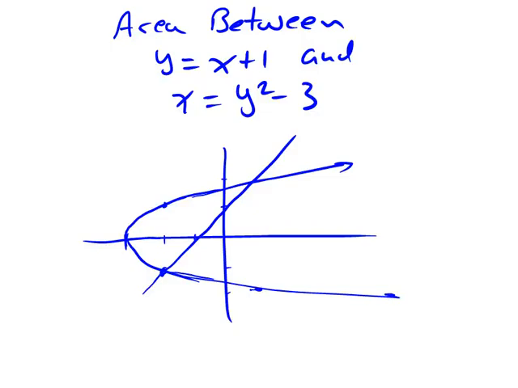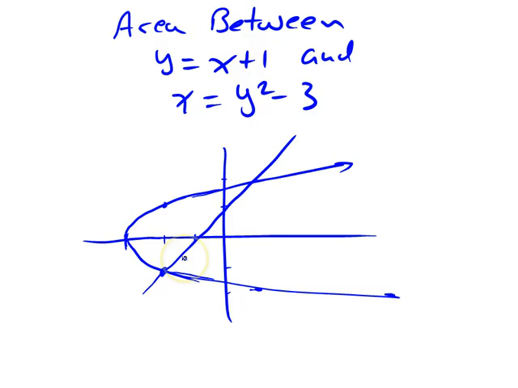Alright, I want to calculate the area between these two curves, y equals x plus 1 and x equals y squared minus 3. The x equals y squared minus 3 is a sideways parabola. I think of this, if you didn't have the minus 3, if it was just x equals y squared, that would be through the origin going sideways. But then the minus 3 shifts it 3 in the x direction.